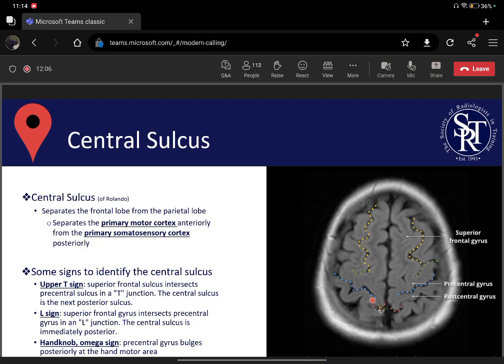And there are a few ways to help you identify that this is actually the central sulcus. So take a look here at the yellow dotted lines. That is the superior frontal sulcus. It intersects with the precentral sulcus, forming a T shape or an L shape. In this case, it's an inverted L. The sulcus posterior to them would be the central sulcus. Another way to tell is that the precentral gyrus bulges posteriorly into that sulcus. So it forms like a doorknob or an inverted omega shape. So that's how you know that this is the central sulcus.